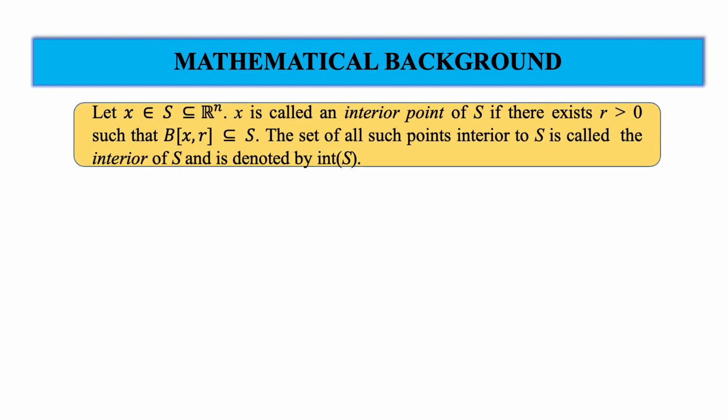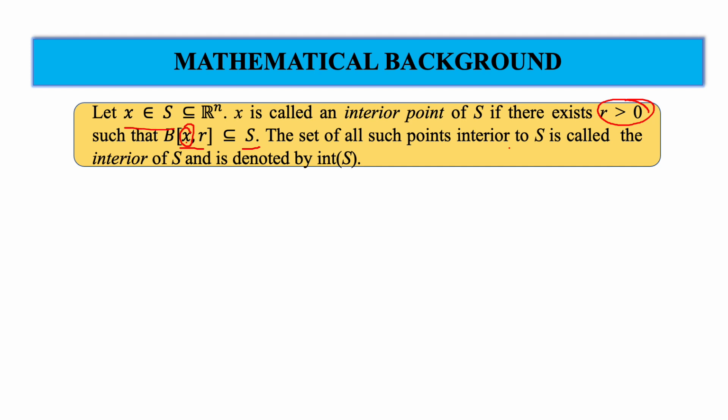Now let us define what is called an interior point. Let x be any point in set S. It is called an interior point of S if there exists some r greater than 0 such that the closed ball of radius r around x is contained in S. So if there exists one r such that this closed ball lies in the set S, then x is said to be an interior point.